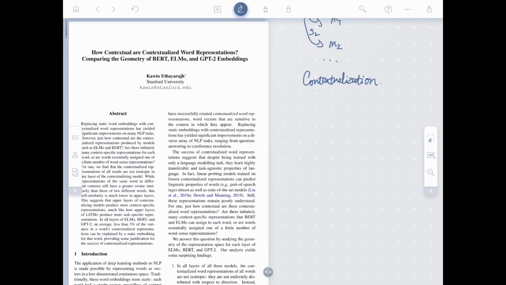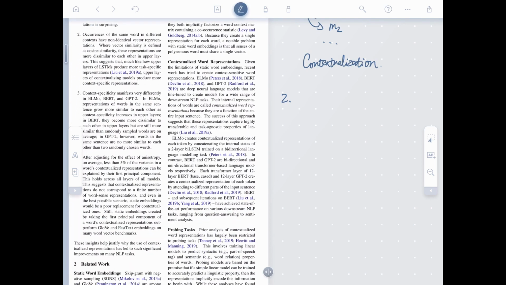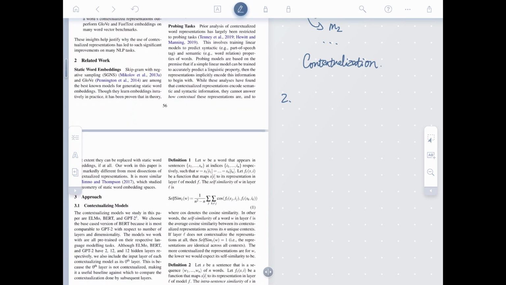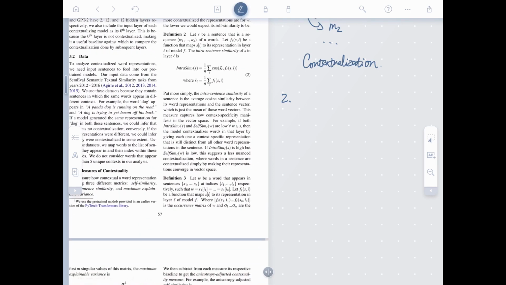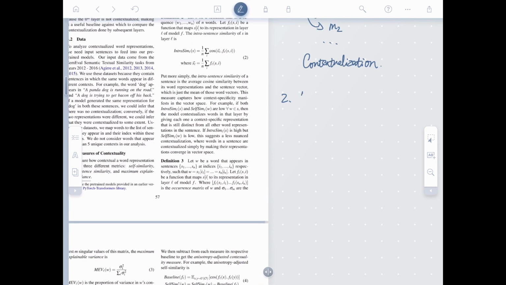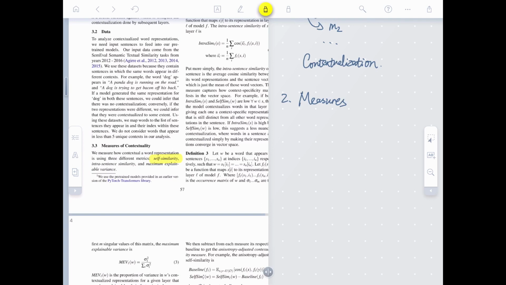To address these questions, the author used several metrics. They proposed three metrics: self-similarity, intra-sentence similarity, and maximum explainable variance. I'm going to talk about them one by one.